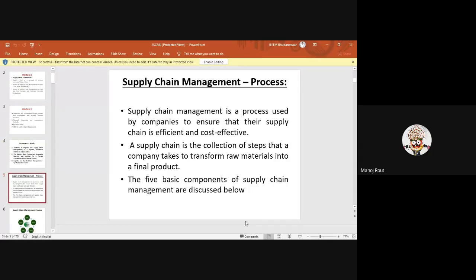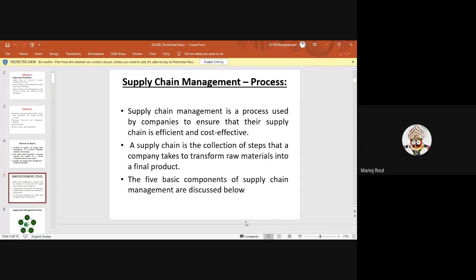So today we have just gone through the supply chain management process. The first point: the supply chain management process is used by companies to ensure their supply chain is efficient and cost effective. Today we are going to discuss the value chain and the impact of supply chain management on cost, benefit, and profitability.